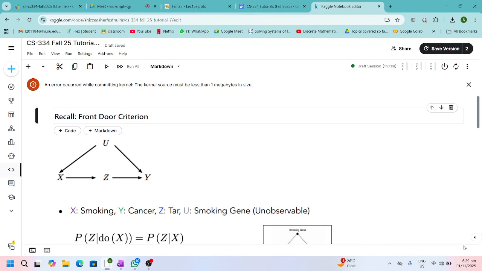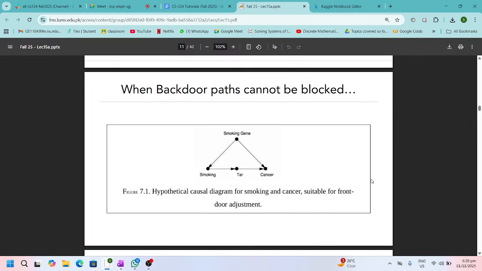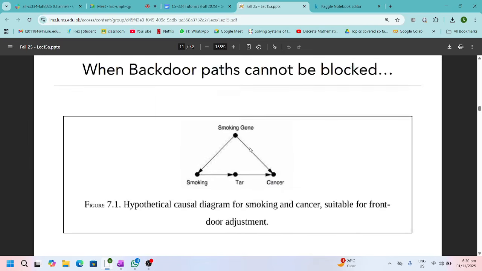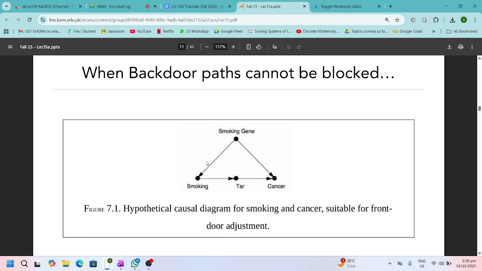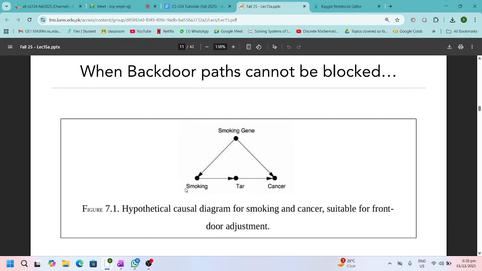Okay, yeah, so we will see an example of the front door criterion and we will look at it in depth. We've already looked at the formulation in class, but since this is fairly daunting to begin with, I will do a 5-minute recap. So, this is one particular example, a hypothetical causal diagram for smoking and cancer. This diagram is suitable for front door adjustment. And first, I will tell you when you do front door adjustment. So, you're trying to determine the true total effect of smoking on cancer.